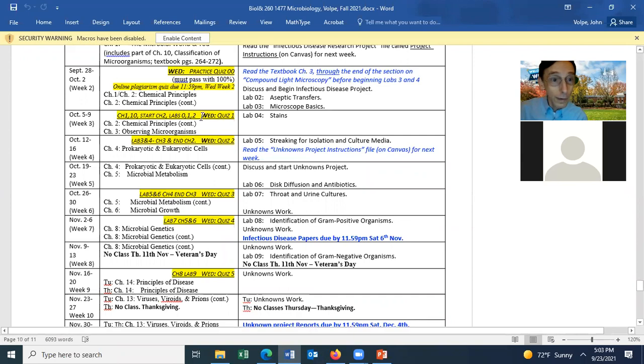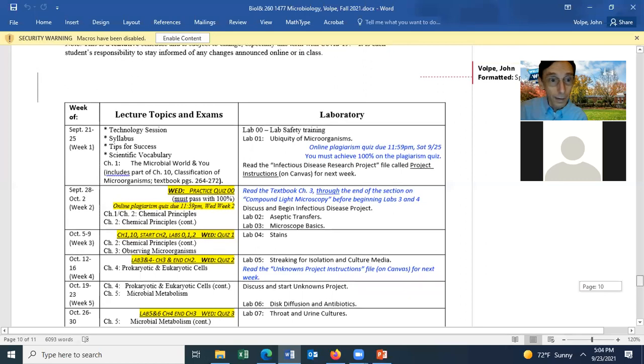All right, today we're continuing on chapter 1, and that includes a little bit of chapter 10. It includes pages 264 to 272 of the current version of the textbook in chapter 10, classification of microorganisms. In the lab today, we'll be doing lab 01.